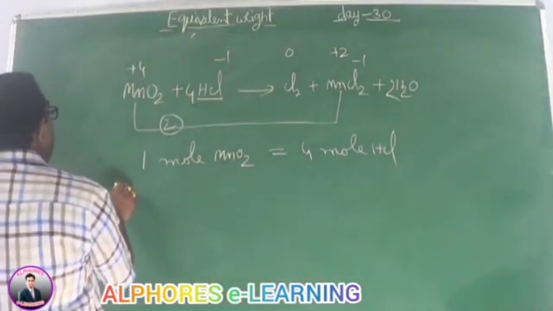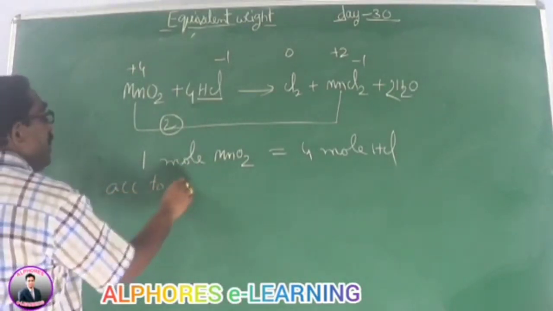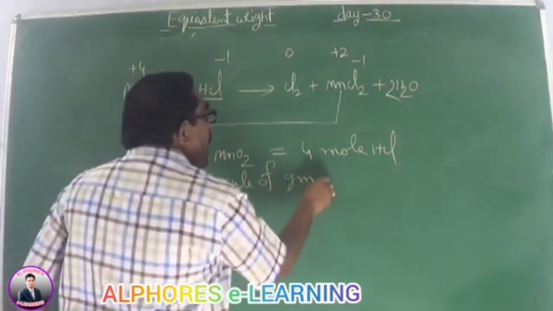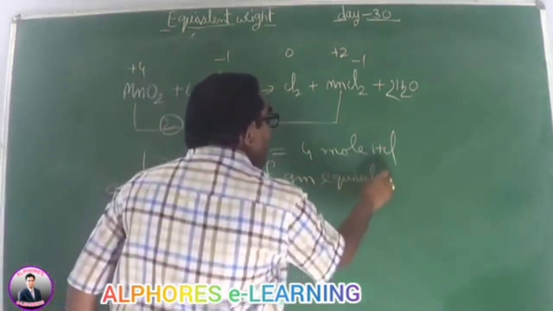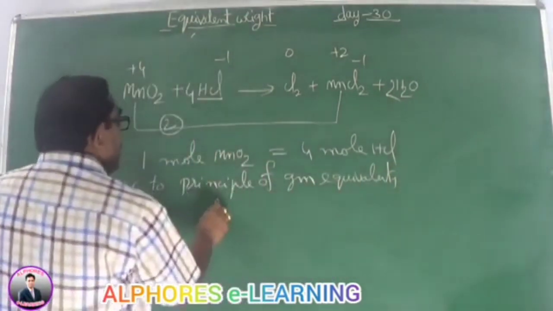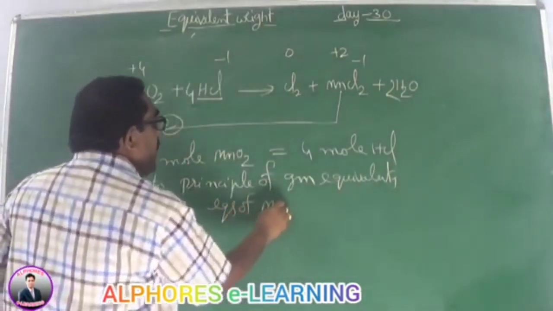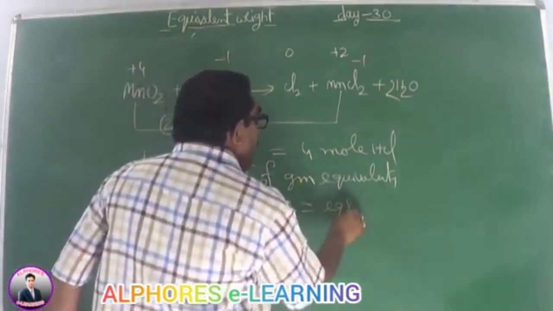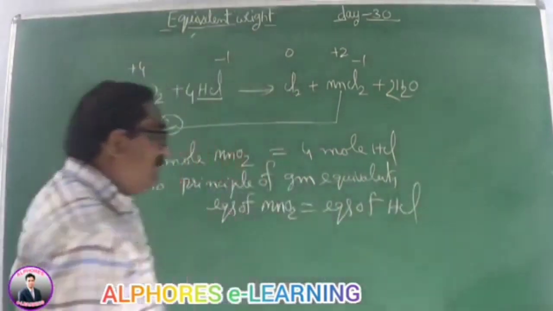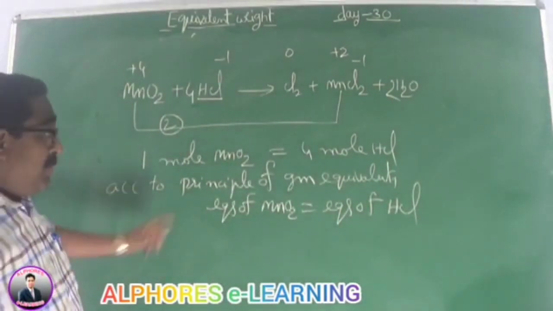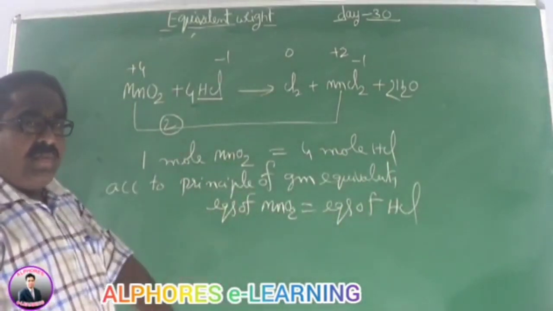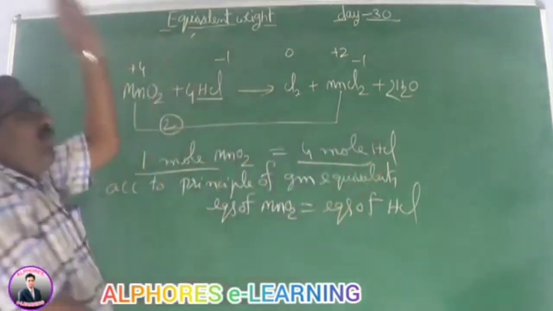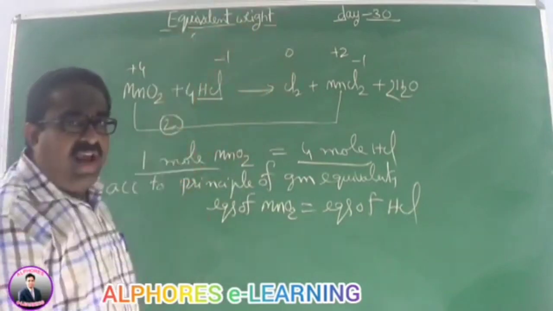I am writing according to principle of gram equivalence. Simply I am writing equivalence of manganese dioxide should be equal to equivalence of HCl. Numbers should be the same according to principle of gram equivalence. Moles may be different. Here 1 mole is equal to 4 mole HCl, but equivalence should be the same.